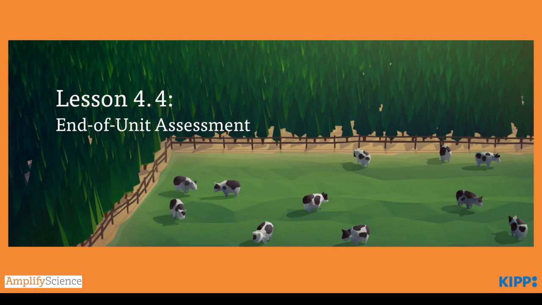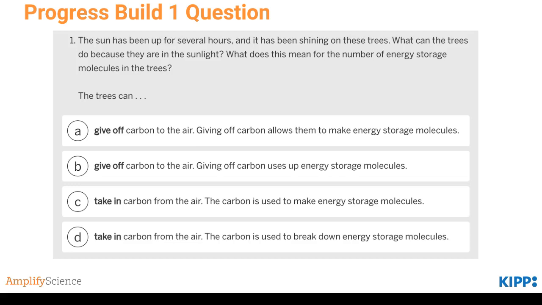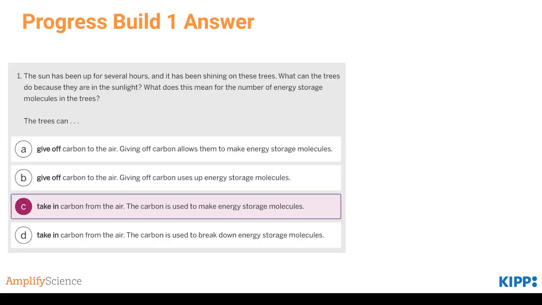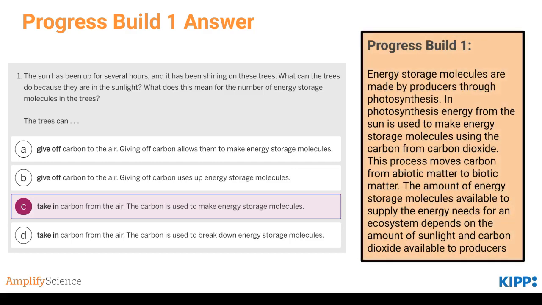Let's dive right in. Let's begin with a Progress Build 1 question. Go ahead and pause the video, and see if you can answer the Progress Build 1 question. If you answered C, you are absolutely correct. C, that they take in carbon from the air. The carbon is used to make energy storage molecules, which is stated in our Progress Build 1.